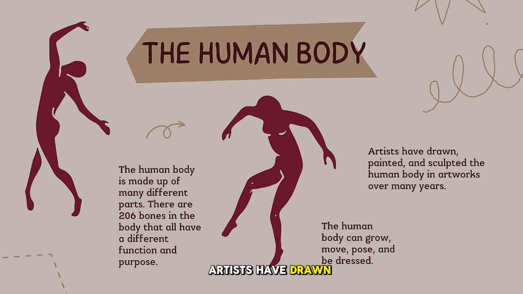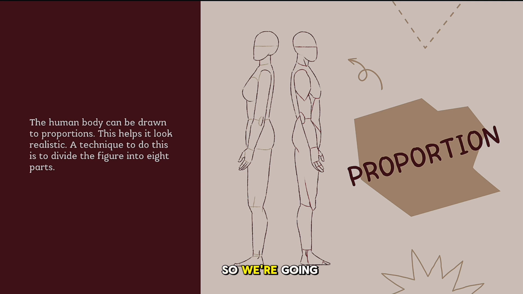Artists have drawn, painted, and sculpted the human body in artworks over many years. The human body can grow, move, pose, and be dressed. That's what makes it an interesting subject. So we're going to be getting straight into proportion. The human body can be drawn to proportions. This helps it look realistic.